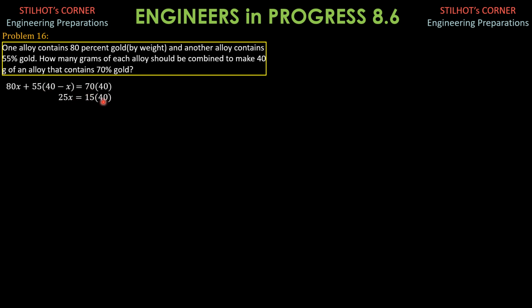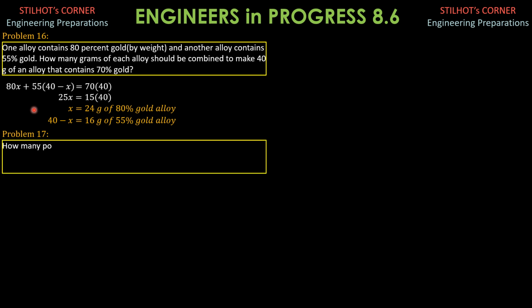x therefore is 15 times 40 over 25, so x is 24 grams of 80% gold, and the other one is 40 minus x, 40 minus 24, so 16 grams of 55% gold alloy.